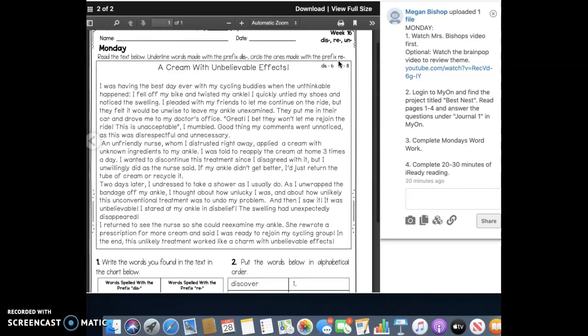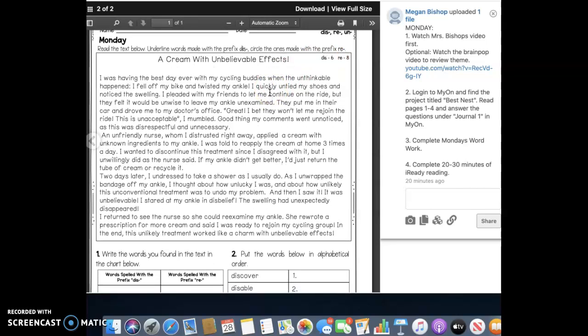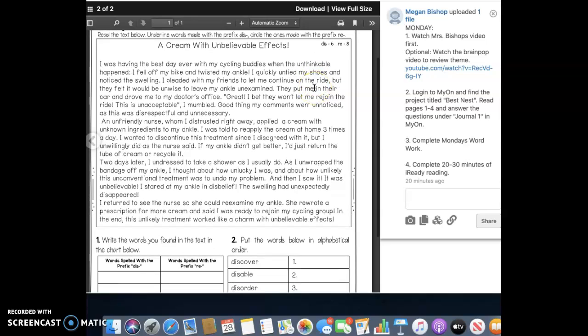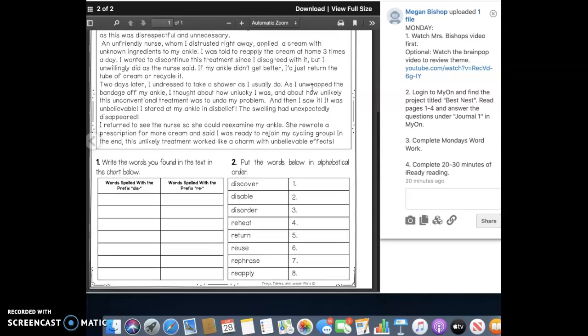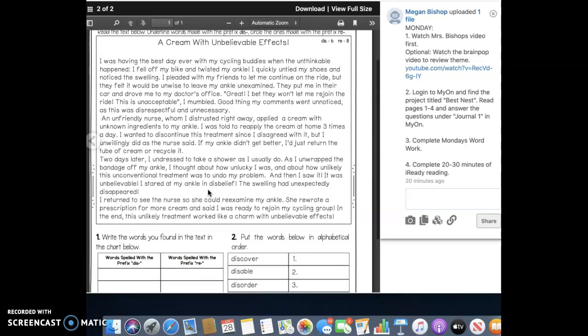So we're going to be following the same word work routine that we have been using since last week. So you're going to read the text below. You are going to underline any words with the prefix dis and circle the ones with the prefix re. Now I know many of you do not have a printer at home, and that is okay. So you can simply just recreate this chart down here and write the words that you find with the prefix dis and write the words that you find with the prefix re.